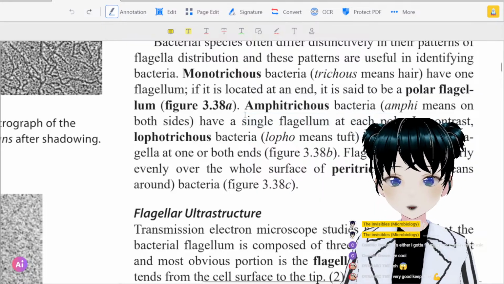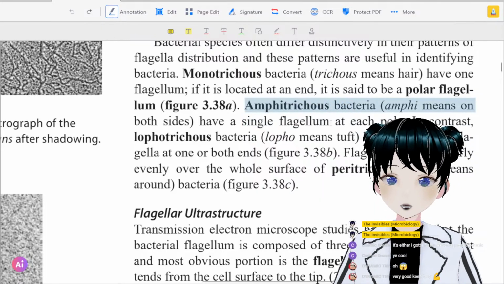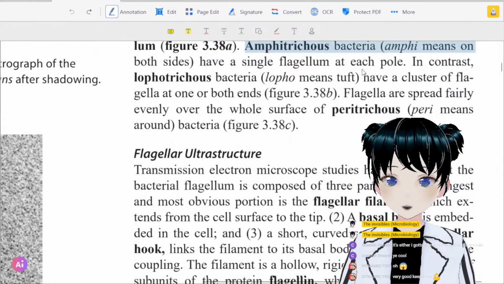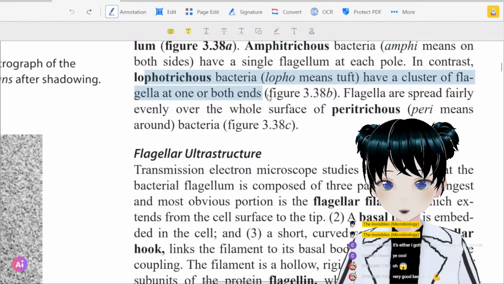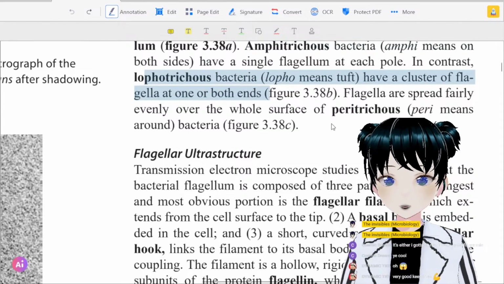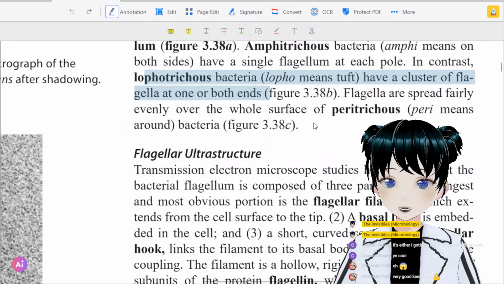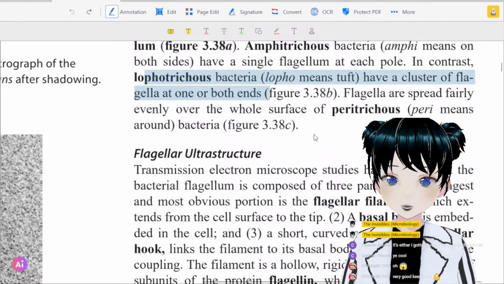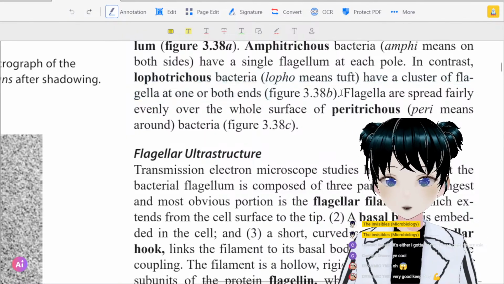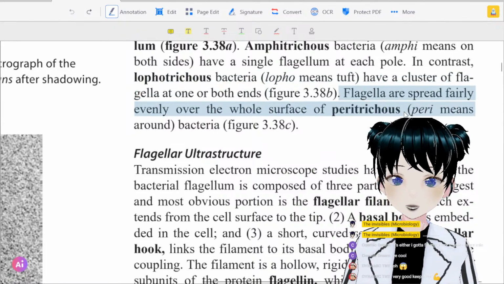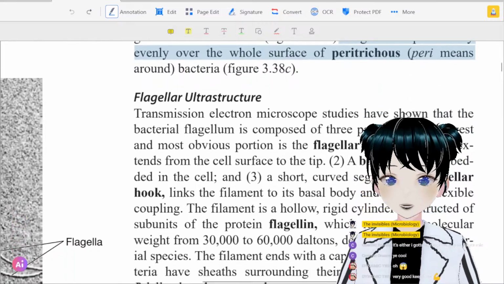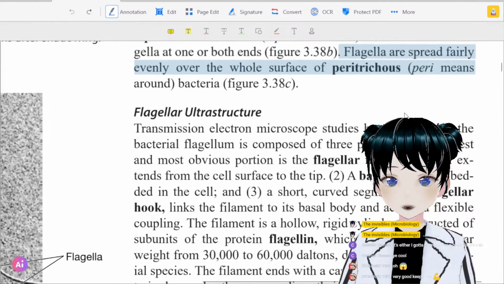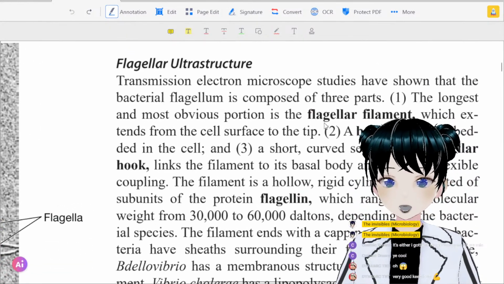So amphitrichous means you have poles and only a single flagellum at both ends. In contrast, lophotrichous have a cluster of flagella at one or both ends. So it doesn't have to be at both poles. Even if there is a cluster of flagella at one end, it is lophotrichous. Even if it is on both ends, it is also lophotrichous. Flagella are spread fairly evenly over the whole surface of peritrichous bacteria. So if it covers the whole body, in whatever form, it is peritrichous.